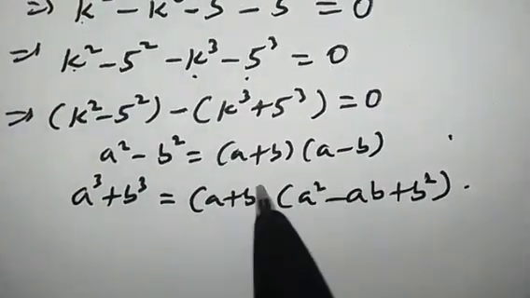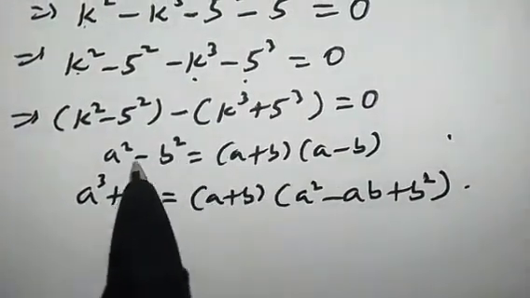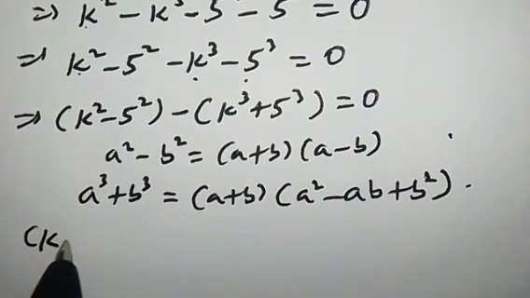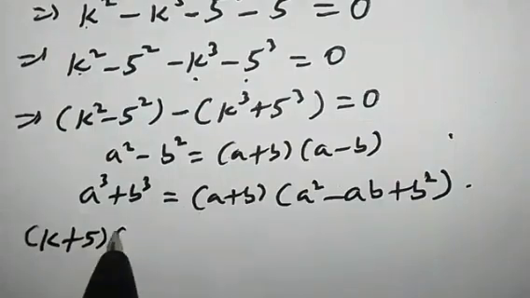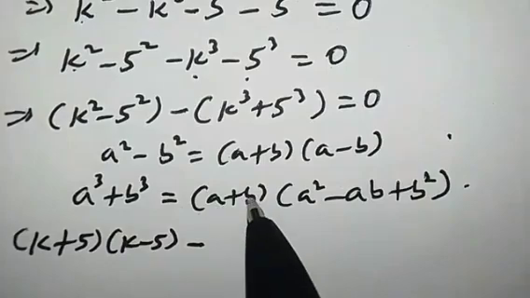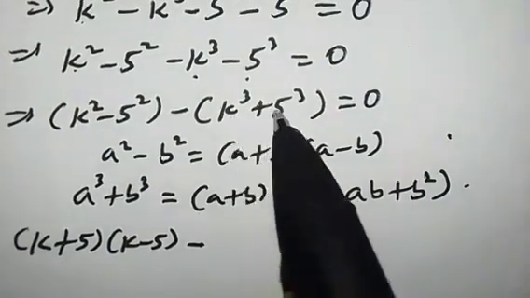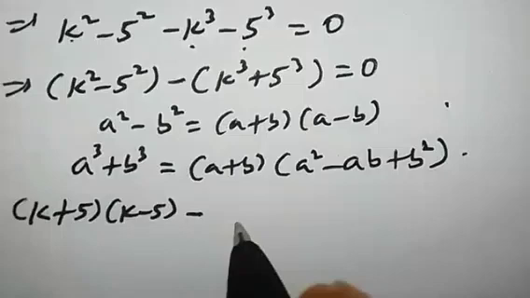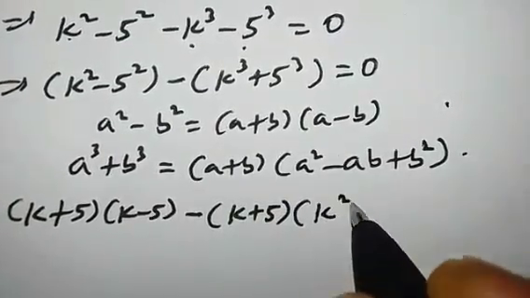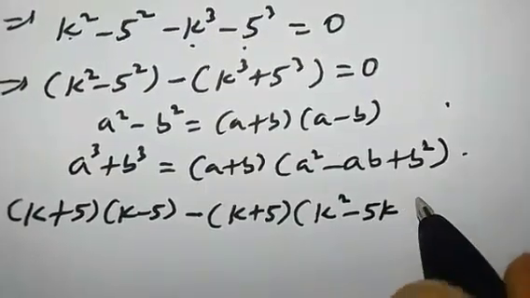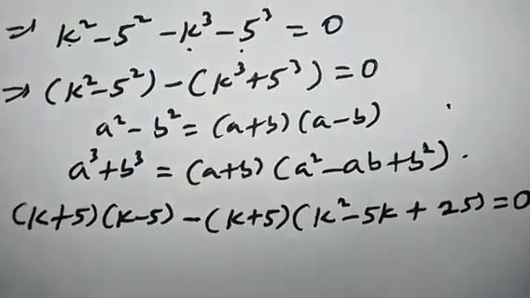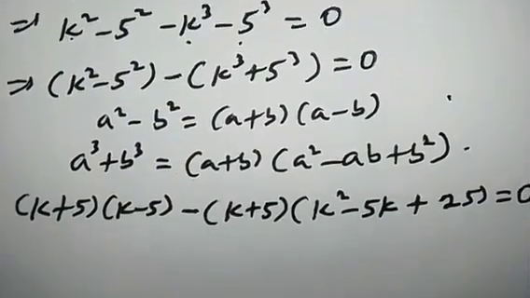First, applying this property, a square minus b square, to this guy, we are going to have k plus 5 times k minus 5 minus, applying this second property to this sum of two cubes, we are going to have k plus 5 times k square minus 5k plus 25 equal to 0. Let's proceed further.